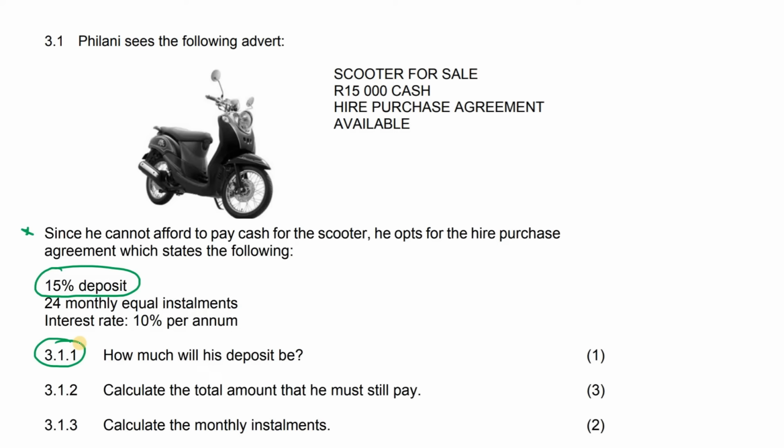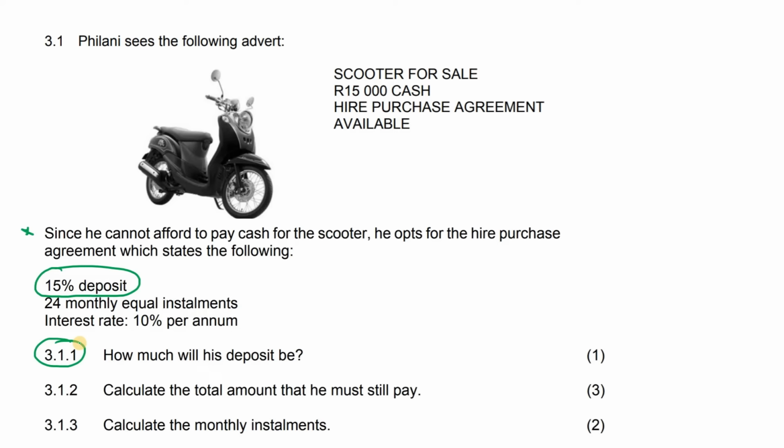Well, they said that it's 15%. 15% of what? 15% of the total. So you're going to say 15% of 15,000 Rand. Now, of means multiply. And with percentage, you can either type it on your calculator where you put the percentage button, or you can say 15 over 100. If you work this out, you end up with 2,250 Rand.